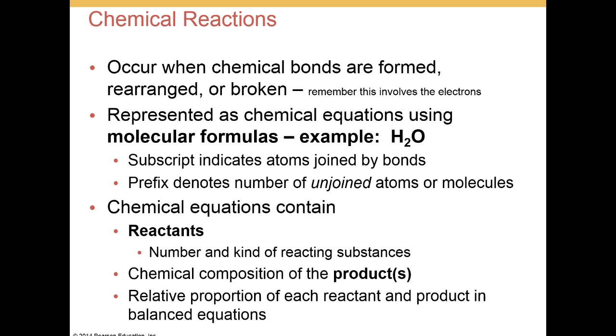So this chemical equation will include the reactants, the number of reactants, the kind of reactants, yielding, so there's usually going to be an arrow, becoming the products, the number and kinds of the resulting substances, and the proportions of each will form a balanced chemical equation. So let's have a look at this.